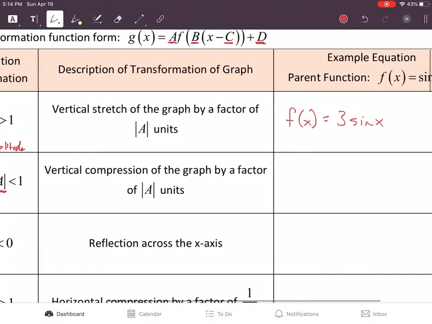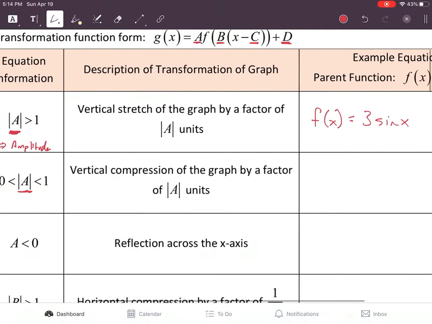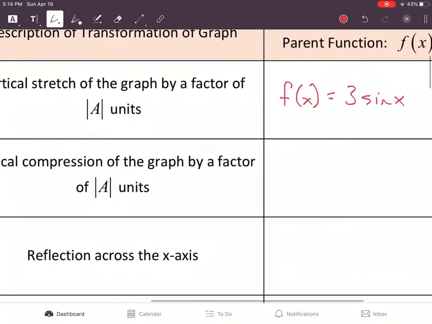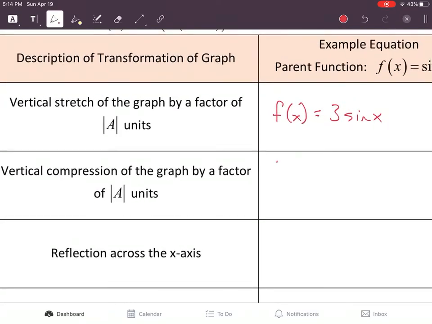All right, so if we're doing a vertical compression, notice it is between 0 and 1, so it's got to be a fraction or a decimal. I'm going to write both just to show you. We have f of x is equal to 1/2 times sine of x. We could do the same thing as a decimal: equals 0.5 times the sine of x.